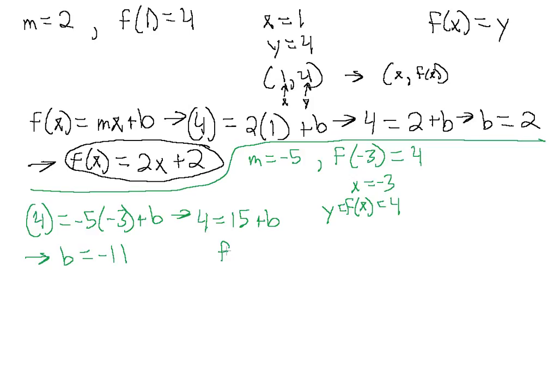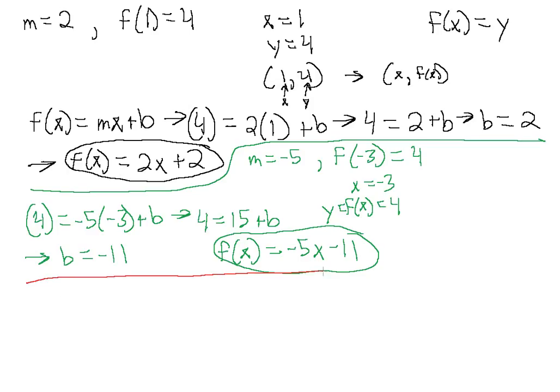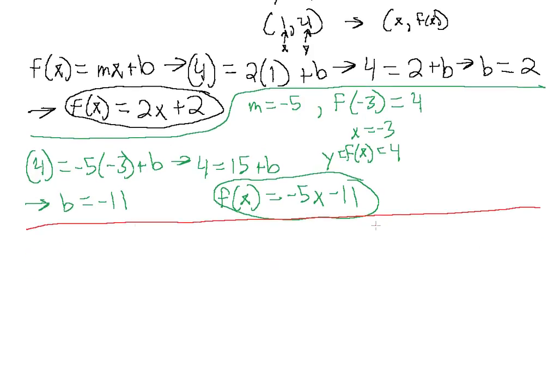So we have f of x equals minus 5x plus b. b is negative, so minus 11. So this is our slope-intercept form of the equation of a line, just written in functional notation. Let's do a few more just so we can get really comfortable with this.